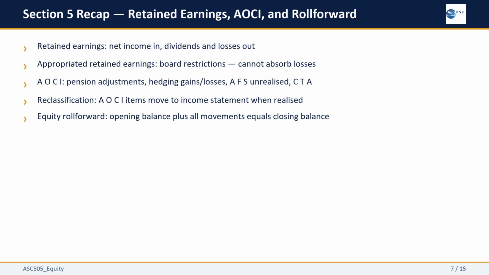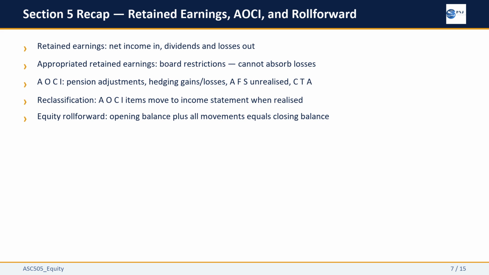Section 5 covered retained earnings, AOCI, and the equity roll forward. Retained earnings grows with net income and shrinks with dividends and net losses. Appropriations are internal board restrictions. They cannot absorb actual losses, which is a common mistake.